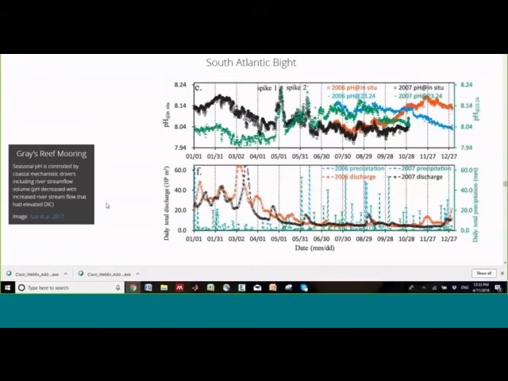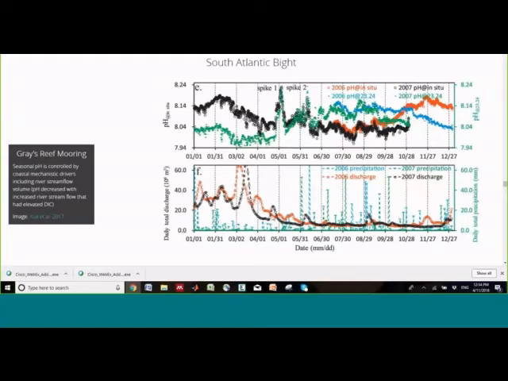Out at the Grays Reef mooring, we've had a time series running since 2006. This graphic and the link down here to the paper is from the first 18 months of the mooring. And I just want to point out that down here on the bottom, we're going to look at the orange and the black lines. This is river stream flow. So this is water volume measured at Doctortown, Georgia, which is above the head of the tide in the Altamaha River, which is the largest tributary to the South Atlantic Bight.